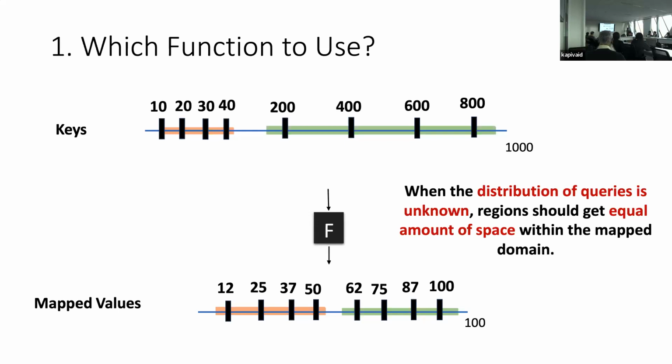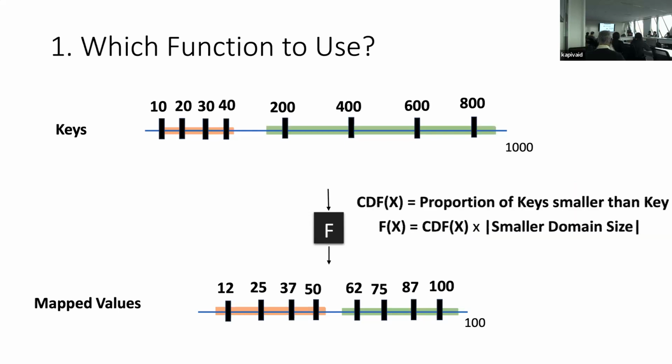Now, a function that can help us achieve this is actually the CDF of the data. So CDF of the data is the proportion of keys smaller than this particular key. So the ideal function that we are looking for is simply the CDF of the data multiplied by the size of the smaller domain.